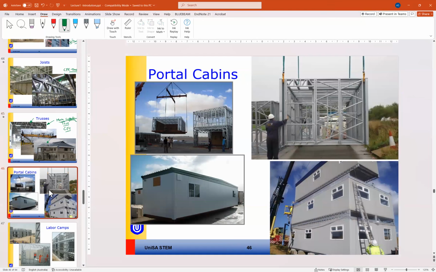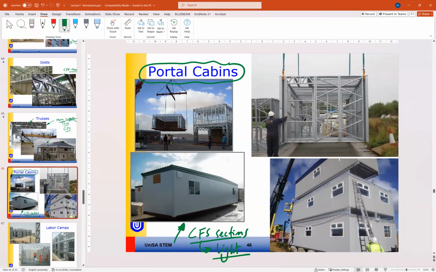Another one here about the portal cabins. So in some cases, if you are working off site, you will need to have accommodation, and this accommodation will be built, for example, from the cold formed steel sections, because the cold formed section will provide a light option or light solution for that. So it will be easy to move and easy to build.